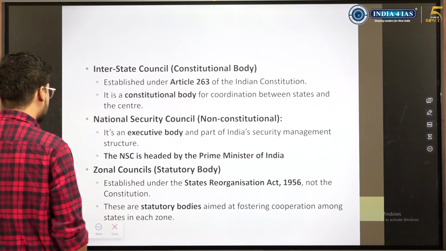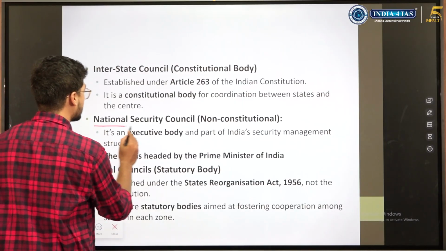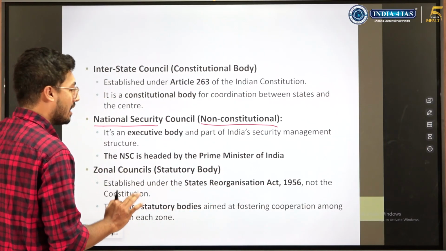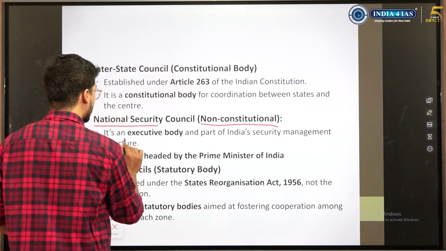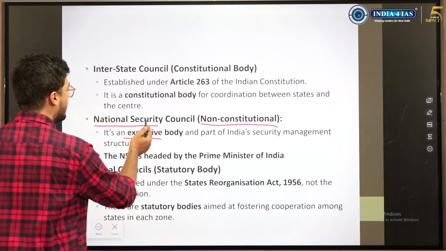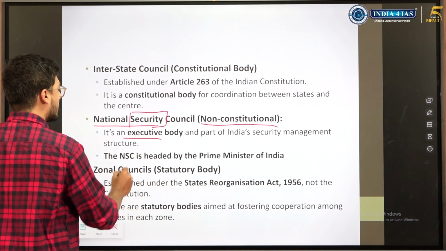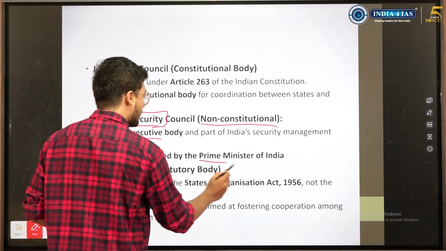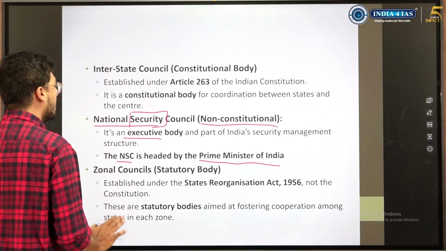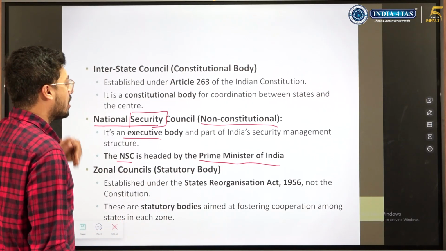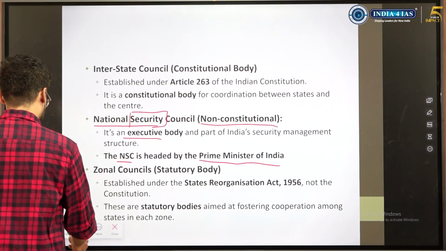So we'll have a basic idea about the National Security Council. It is a non-constitutional and non-statutory body. It is a body that has been established by an executive resolution. And what does it do? Obviously, the name is security, so it does the security management within the country. And the NSC is headed by the Prime Minister of India. This much basic knowledge is enough. Rest about the Interstate Council and the Zonal Council, we have already come across so many times.